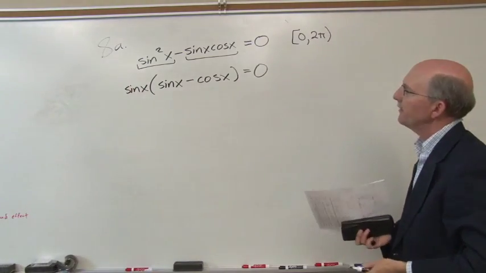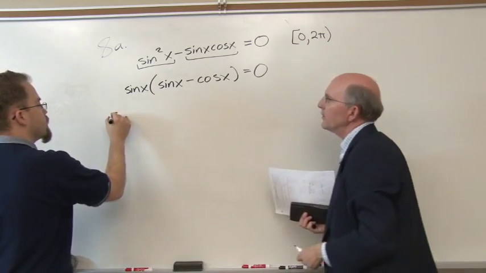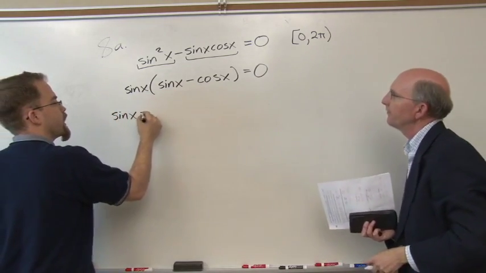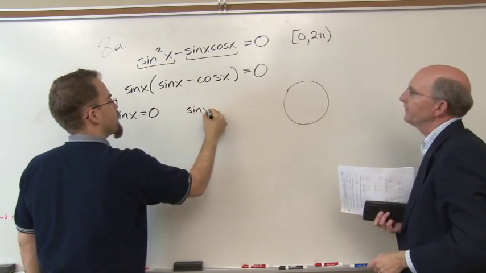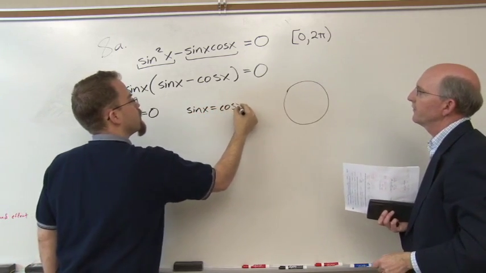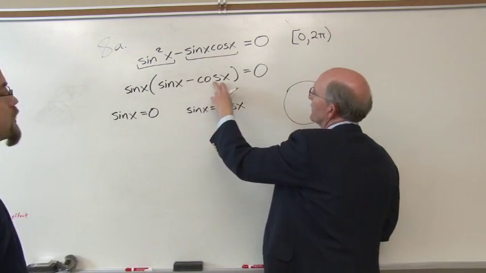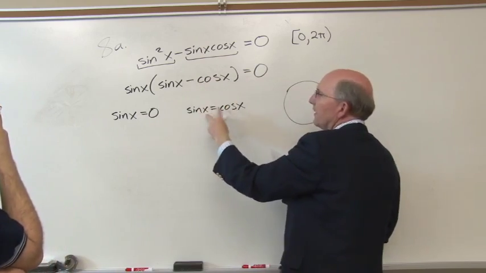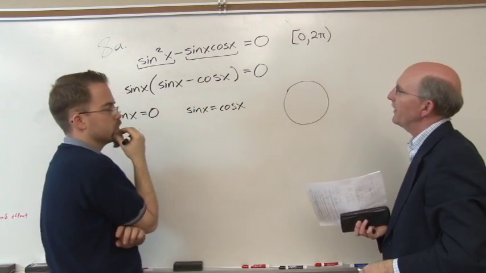Both of these factors seem to be fairly simple. They're both first degree. So let's try setting each one equal to 0. Sine x equals 0, that's not too bad. That'll be easy to find. But sine x equals cos x, that's a little new. I see what you thought there. You said if sine x minus cosine x is 0, then they must be equal to each other. Well, I could just move this to the other side of the equal sign.